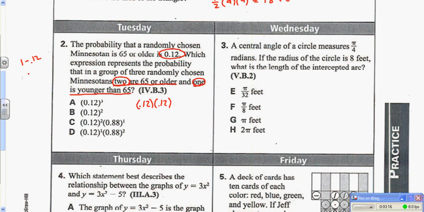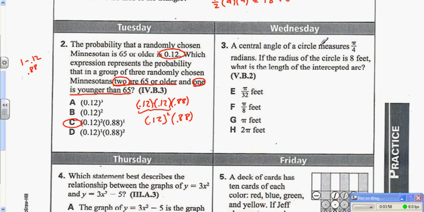So if you subtract those, you get 0.88. So if the probability of getting someone 65 or older is 0.12, and the probability of getting someone younger than that is 0.88, whatever adds up to 1. And it is the product of these 3 things that gives you the probability. And none of these on the left represent this as is, unless of course we notice that there's 2 of those, and we can write that as squared, which would give you C.